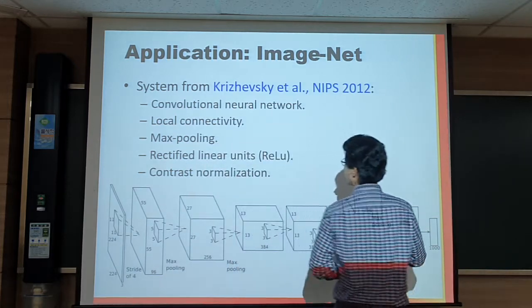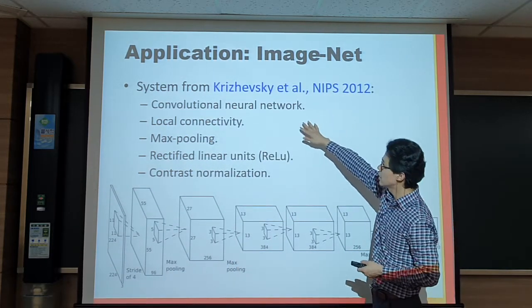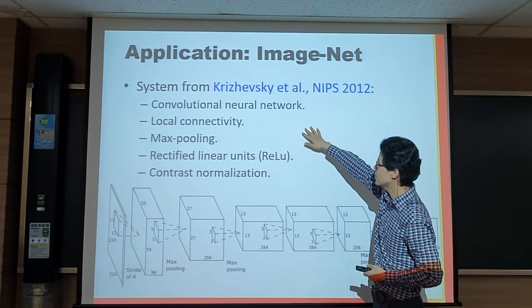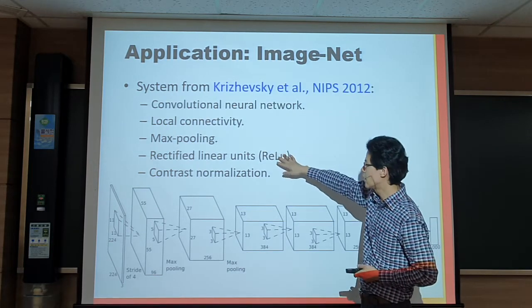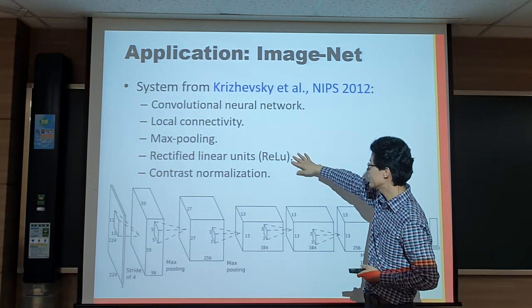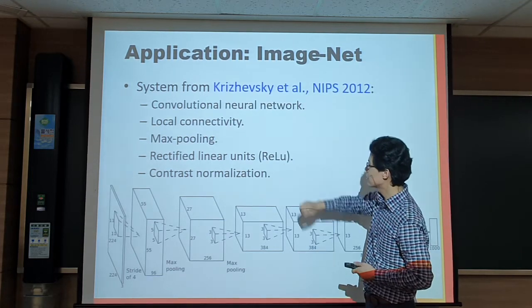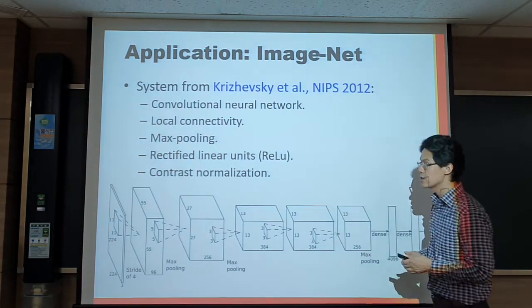Basically, this convolutional neural net is based on the concept of local connectivity, and it uses max pooling. Also, it uses the rectified linear unit instead of the sigmoid function. Also, it embeds this contrast normalization.